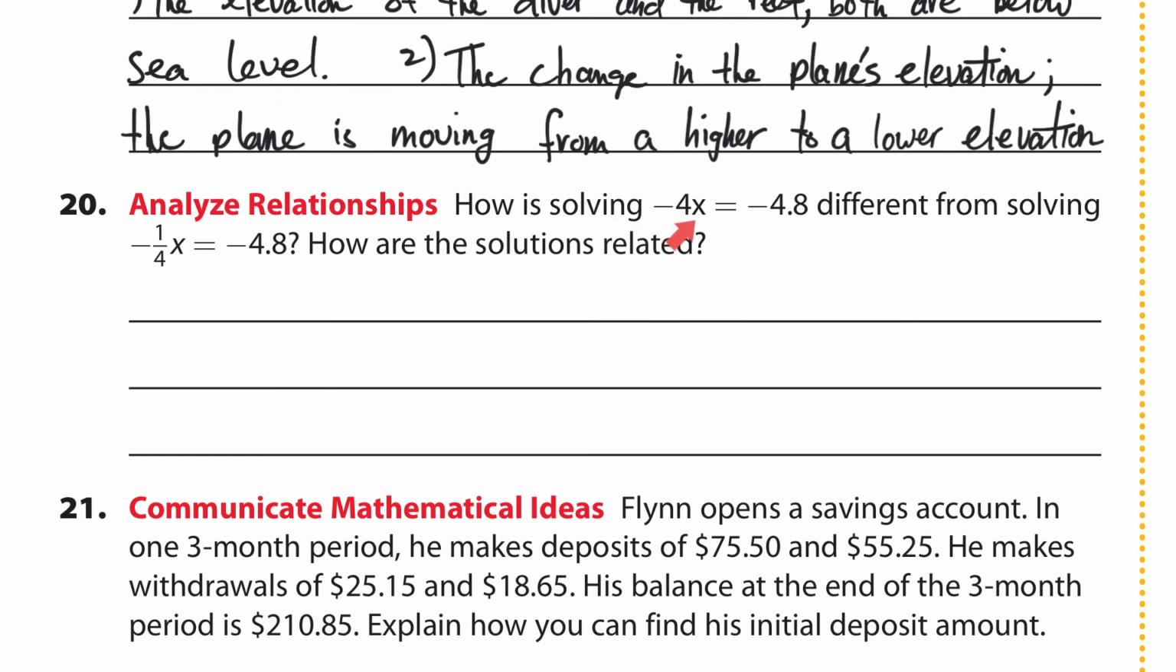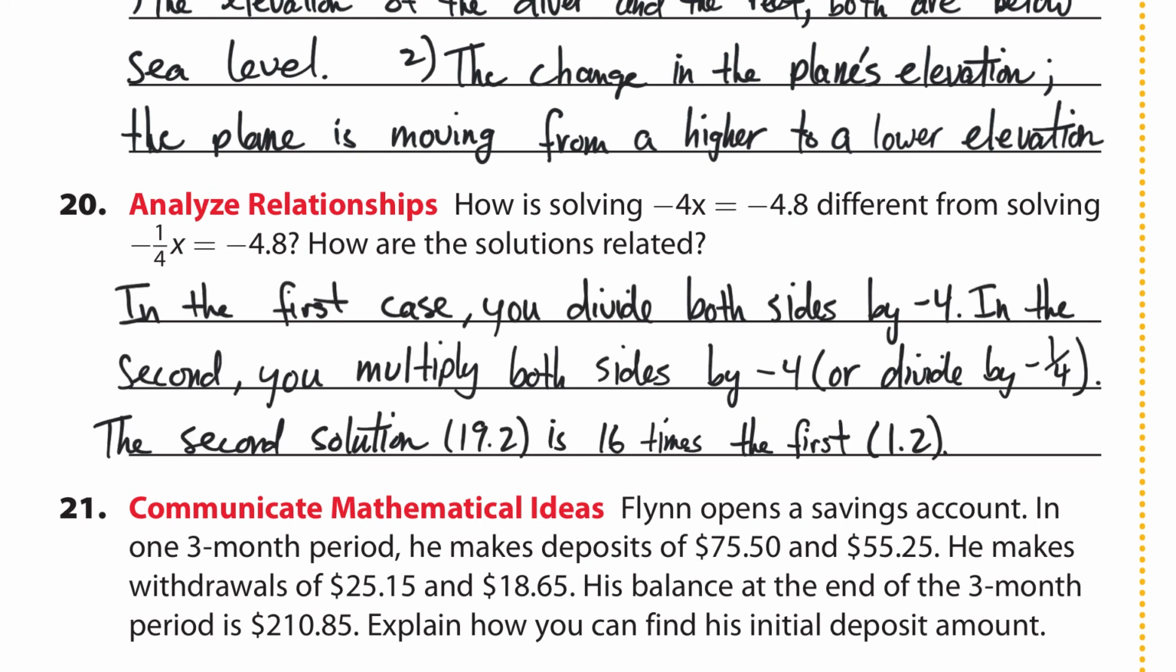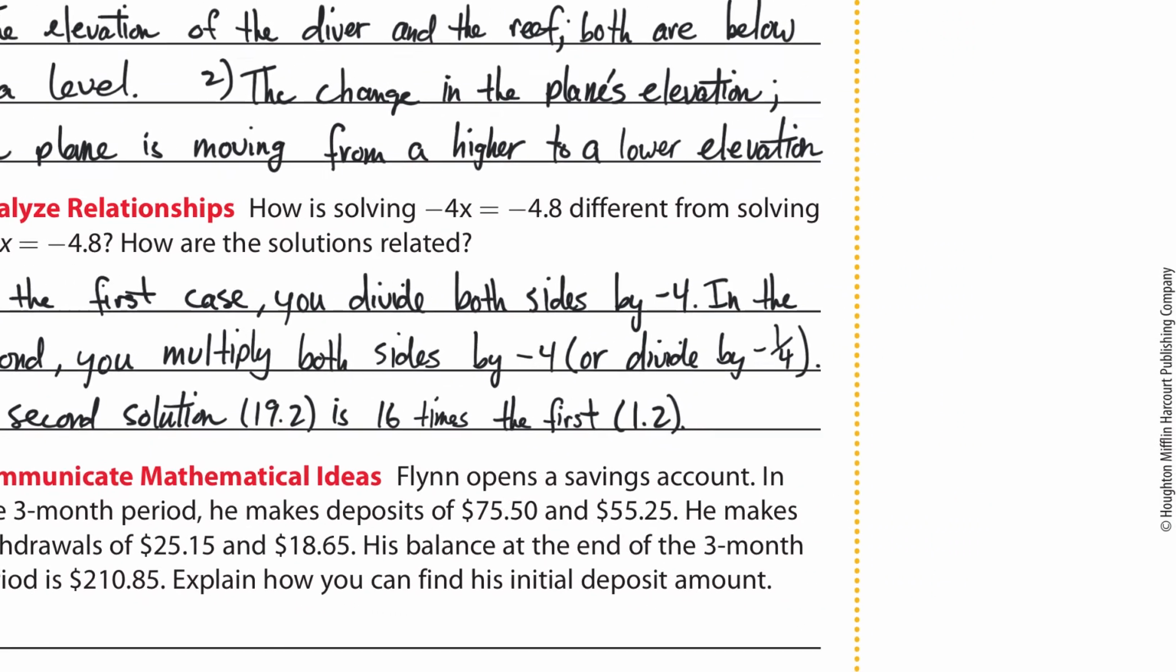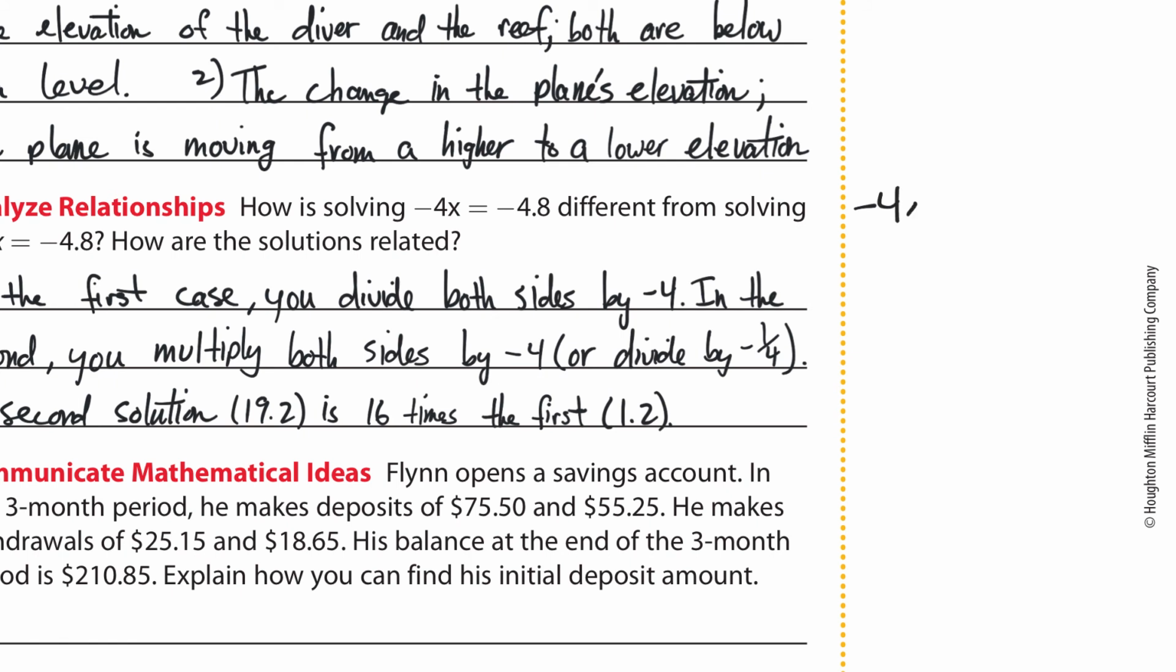How is solving negative 4x equals negative 4.8 different from solving negative 1/4 x equals negative 4.8? How are the solutions related? So what you've got here, in the first case, the first equation, you divide both sides by negative 4. See, that's multiplication right there. So if we have negative 4x equals negative 4.8, you would divide both sides by negative 4.